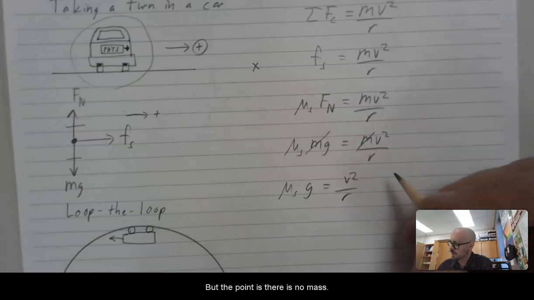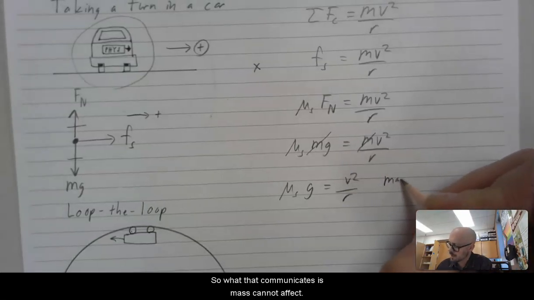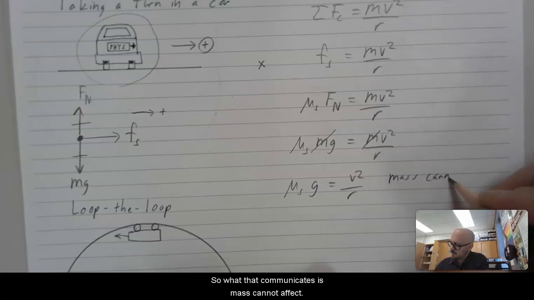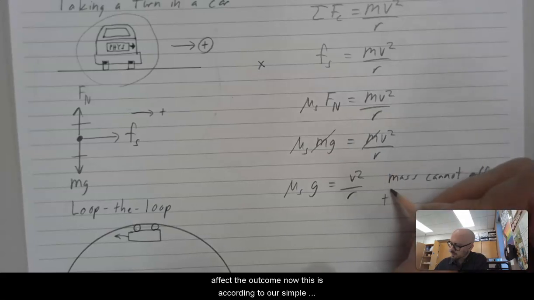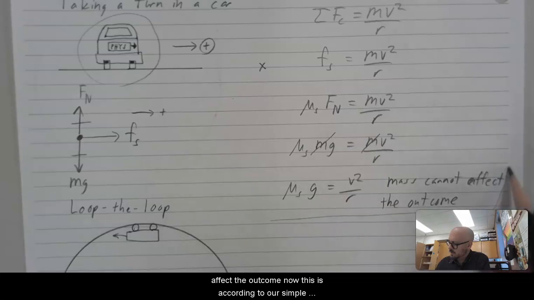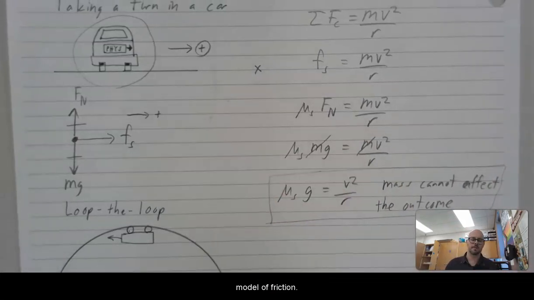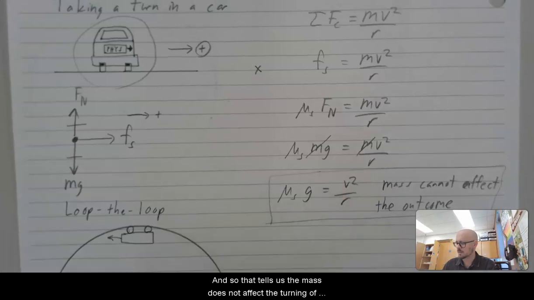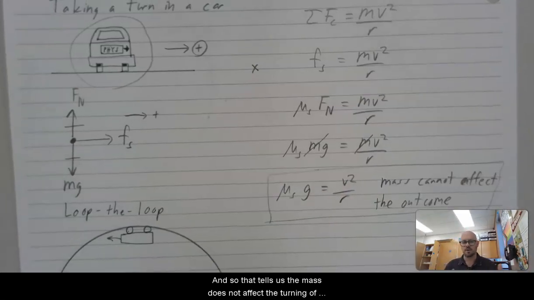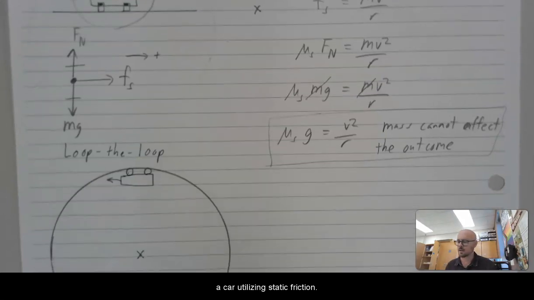But the point is, there's no mass. So what that communicates is mass cannot affect the outcome. Now, this is according to our simple model of friction. In practice, the mass of a car is going to make a difference, and also how that mass is distributed inside the car. But for our simple model of friction, the mass cancels, and so that tells us the mass does not affect the turning of a car utilizing static friction.